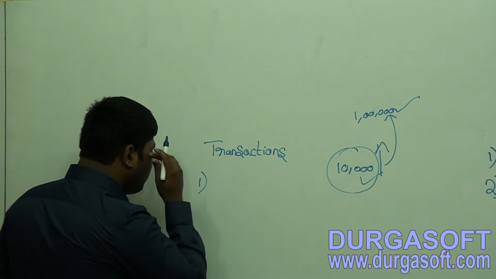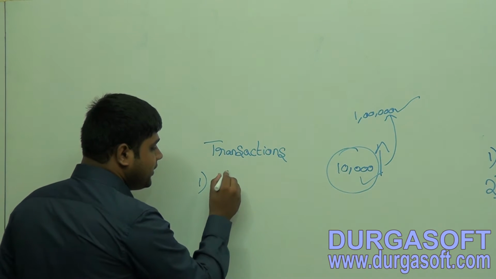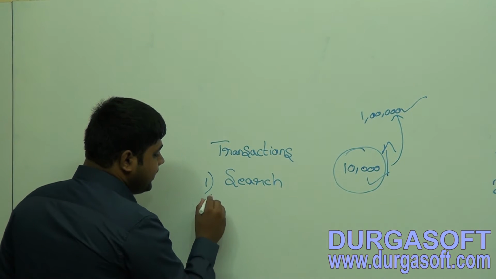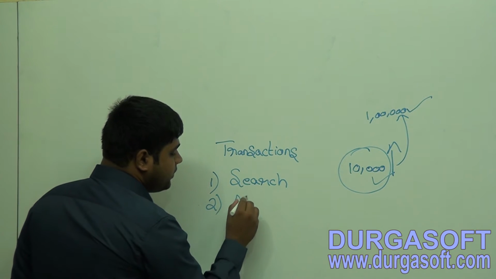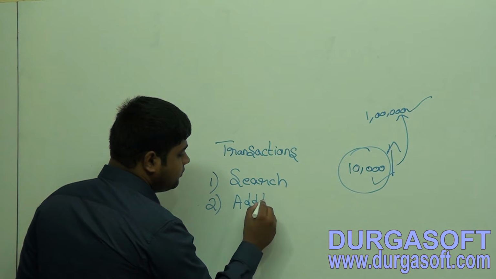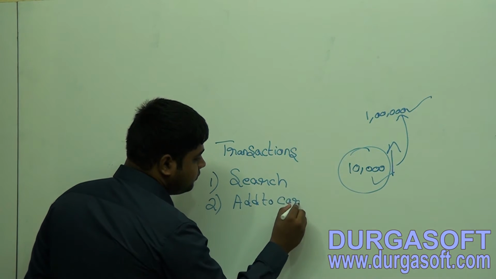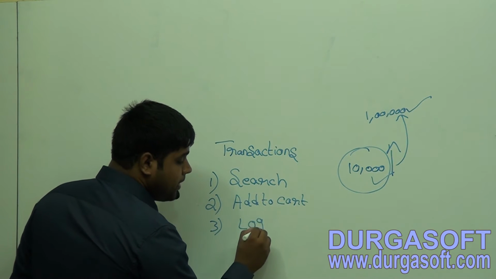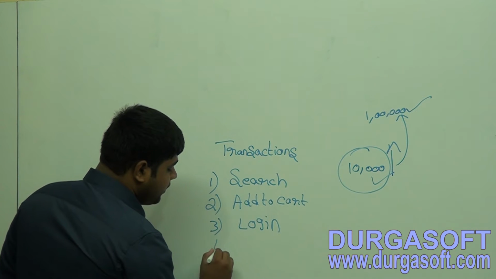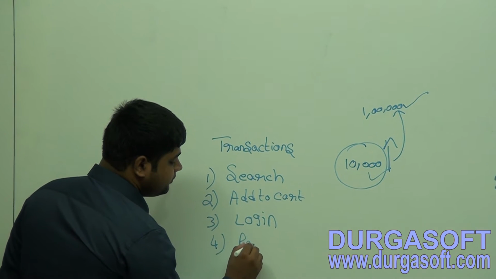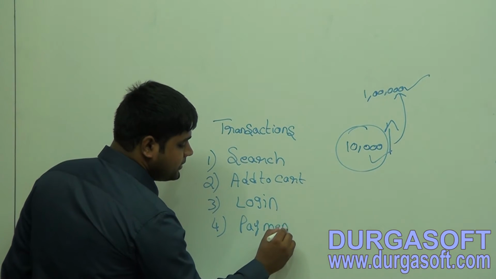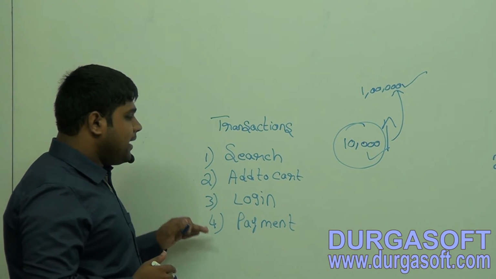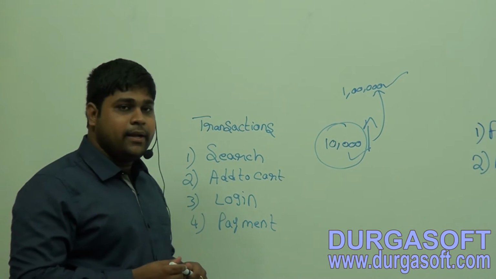If you take an e-commerce application, one thing is search, the second is add to cart, and the third is login. If you want to buy the product, you have to log in. After that, payment, whether it is PayPal or some other payment integration. These are the typical transactions in an e-commerce site.